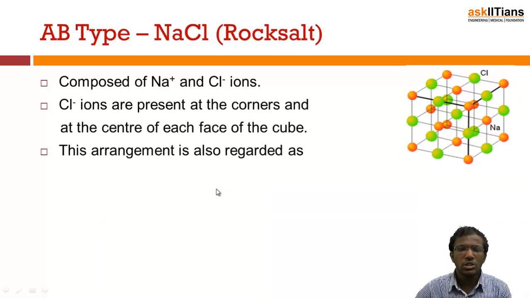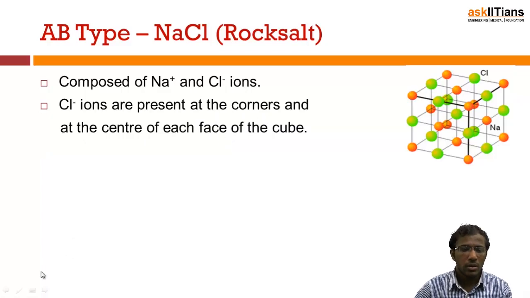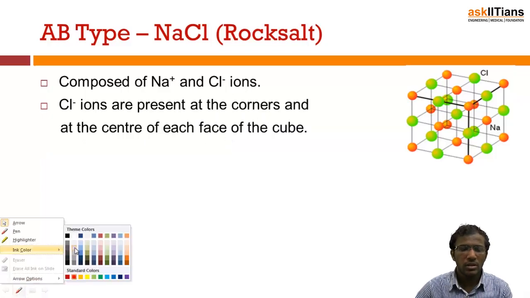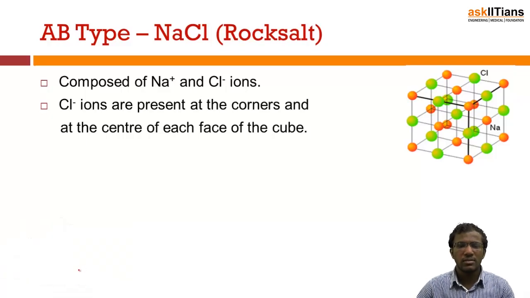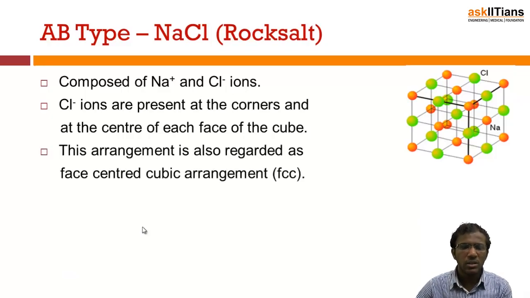Here let's see the arrangement of chloride ions. The chloride ions are present at the corners as well as the center of each face of the cube. So this arrangement is also regarded as the FCC type of arrangement, which is a face centered cubic arrangement. We already know what a face centered cubic arrangement is, and we already discussed this. So the chloride ions are present at the face centers as well as the corners.